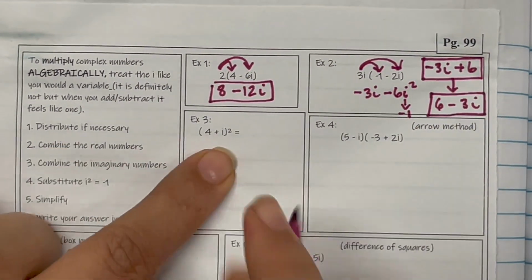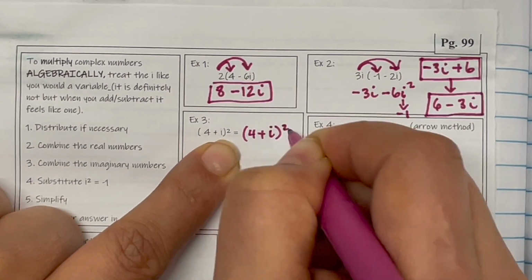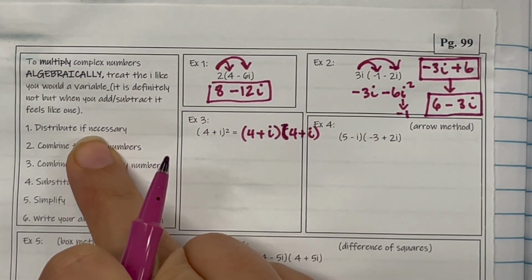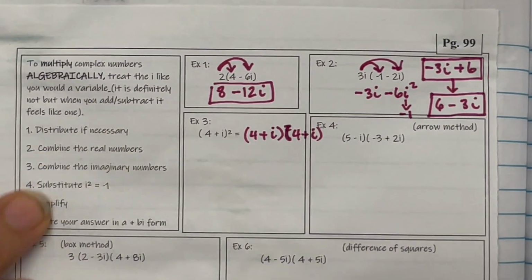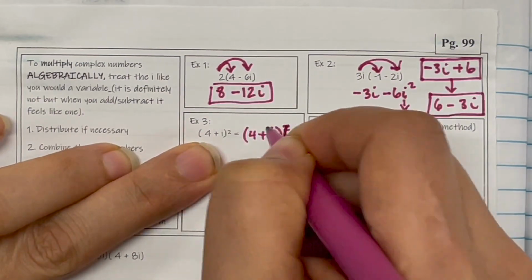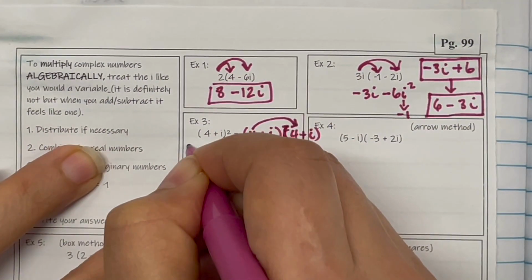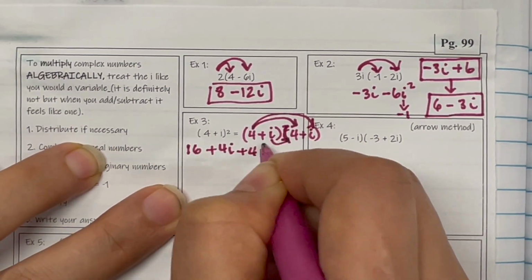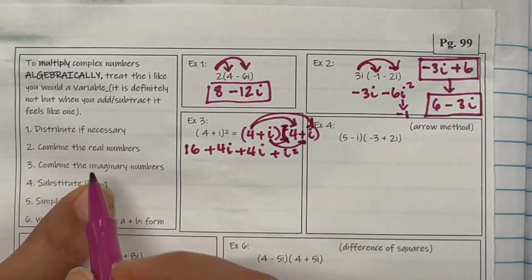Okay. All right, let's take a look at another one. So what does something squared mean? It's the same thing multiplied by itself twice. All right, we're going to use the arrow method. We're going to distribute if it's necessary. So 4 times 4, which is 16, then 4 times i, which is 4i, then i times 4, which is 4i, then i times i, which is i squared.